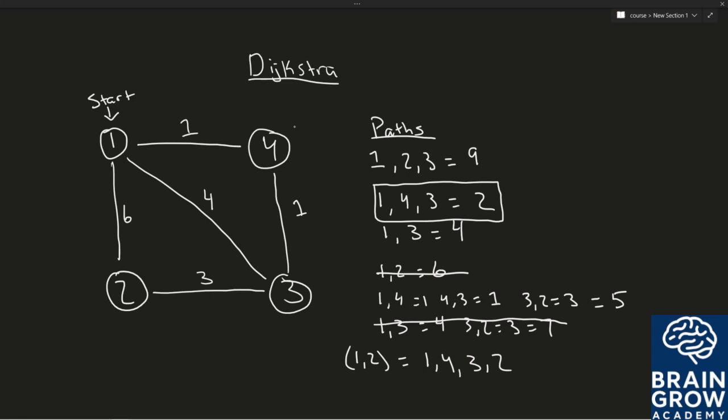So that's basically how Dijkstra's algorithm works. We are evaluating the weight of the edges between all the nodes, and we are going to evaluate all the possible paths that we can have and determine which one has the lowest weight, and that'll be the most efficient path for us to take.